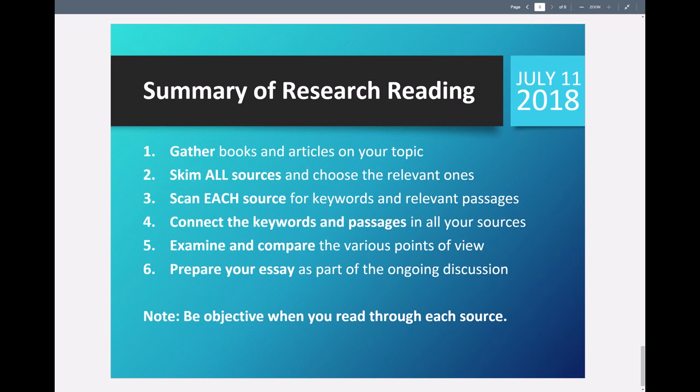And that's it for today's lecture on how to read for research. So this lecture again is useful for this week in summarizing a source, and it's going to be useful for the future weeks where you are going to be summarizing, analyzing, and synthesizing the different sources for your term paper. I wish you the best of luck.